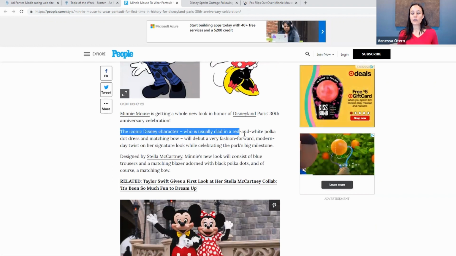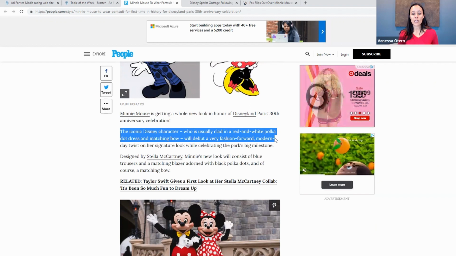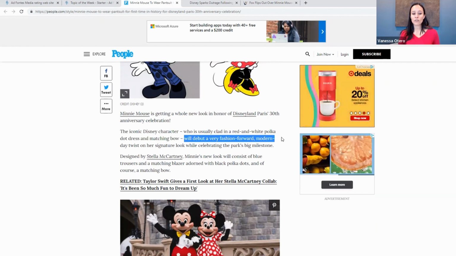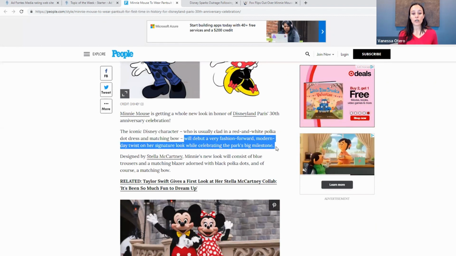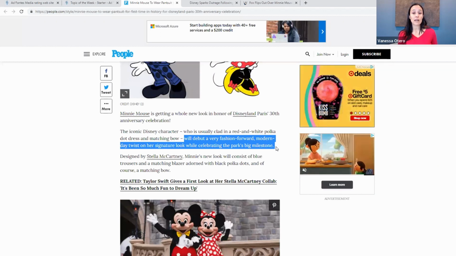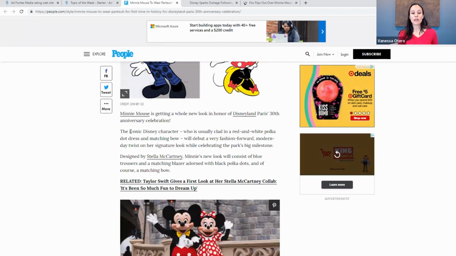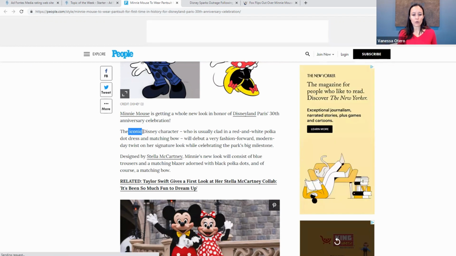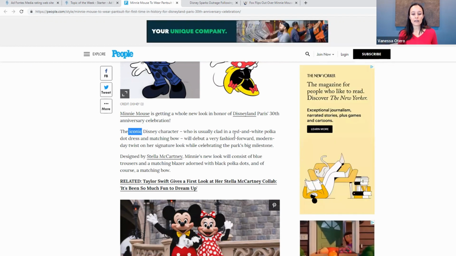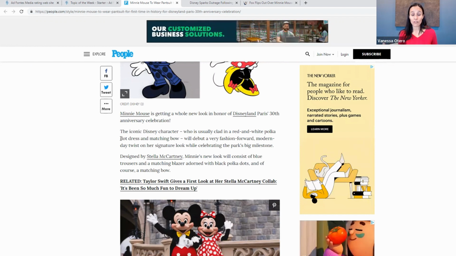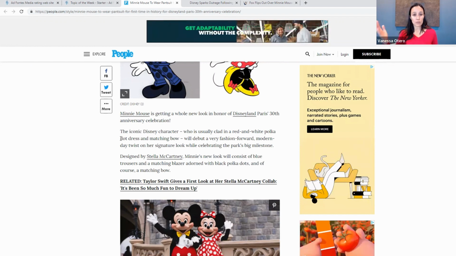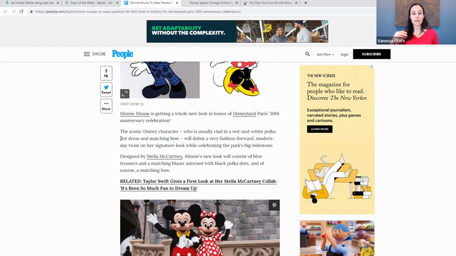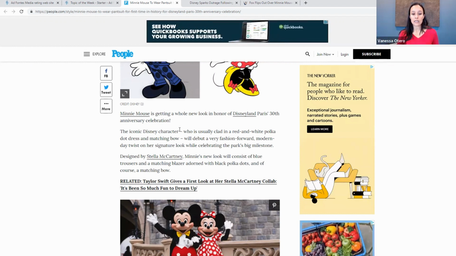The iconic Disney character, who is usually clad in a red and white polka dot dress and matching bow, will debut a very fashion-forward, modern-day twist on her signature look while celebrating the park's big milestone. All right, so the iconic Disney character, that's an adjective, but it seems like a pretty accurate adjective, not out of the ordinary, who is usually clad in a red and white polka dot dress and matching bow. That's a pure fact statement. So for expression, it scores high, it's a fact statement. For veracity, it scores high because it's true. That's easily verifiable.